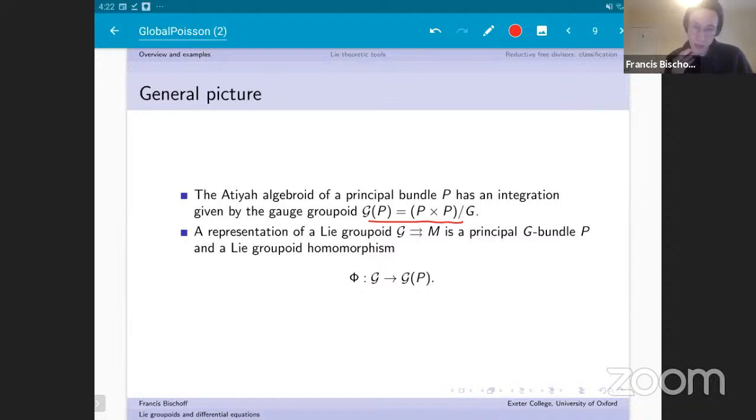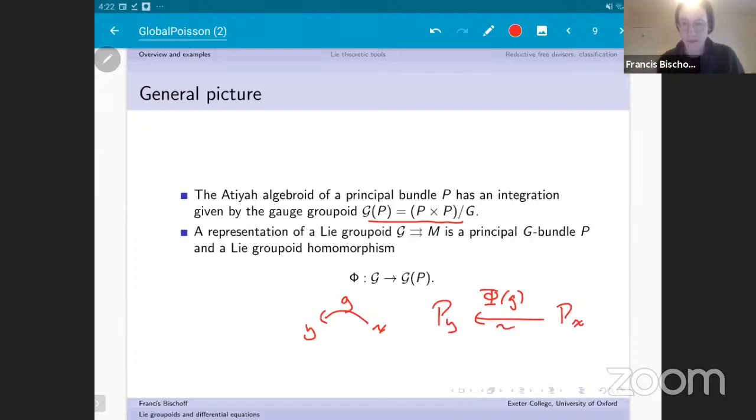Then, given a Lie groupoid G over M, our representation is defined by a principal G-bundle P and a Lie groupoid homomorphism into the gauge groupoid. So what this is essentially doing is, given any arrow in the groupoid, we assign a G-equivariant isomorphism between the corresponding fibers of the principal bundle. So this is what happens, for example, when we take the parallel transport of a connection.